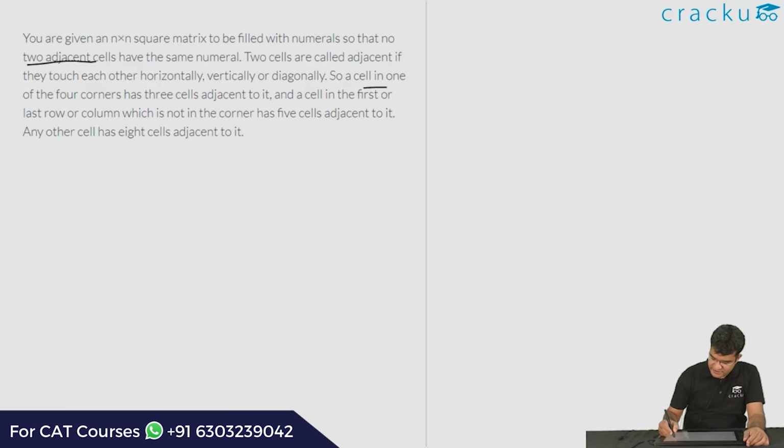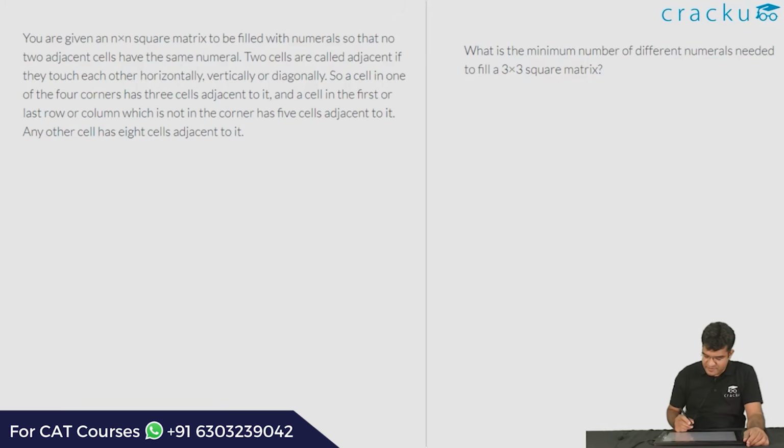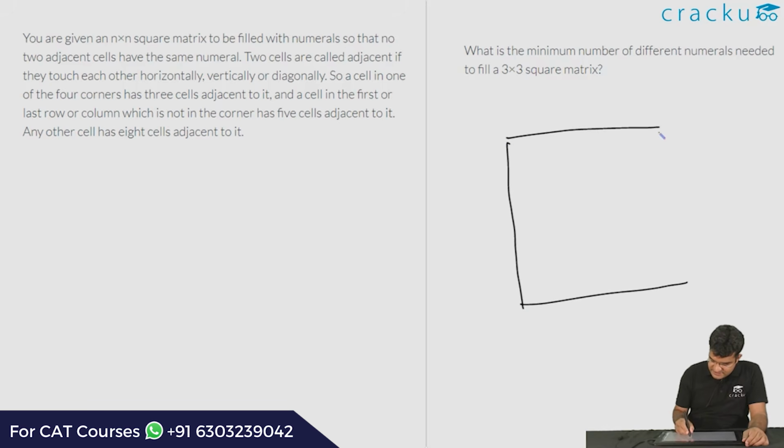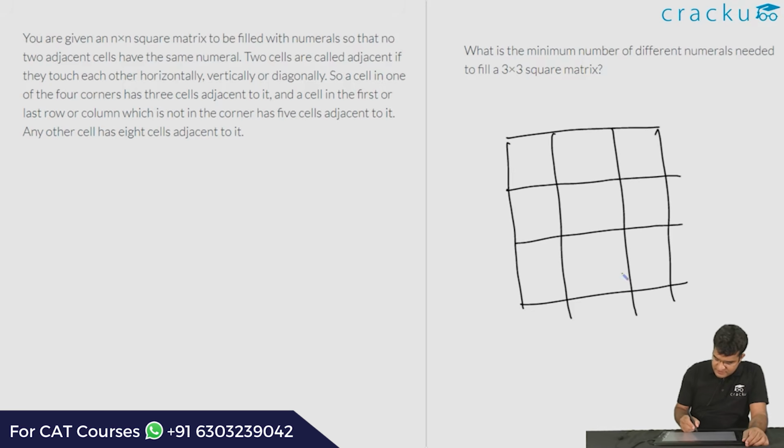Now let us try to solve the questions. What is the minimum number of different numerals needed to fill a 3 cross 3 square matrix? Let us first quickly draw a 3 cross 3 square matrix and then try to fill it with the least possible number of different numerals. If the number in the left corner is 1, surely the numbers adjacent to it have to be different. So this will be say 2, this will be say 3 and this will be say 4. Now remember that all of them are adjacent to each other.